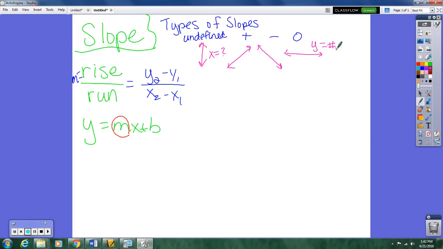Different ways we can find slope. How to find the slope?